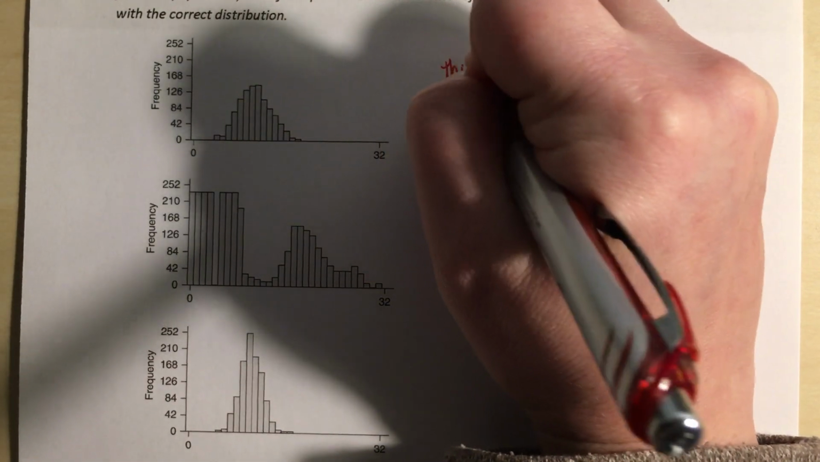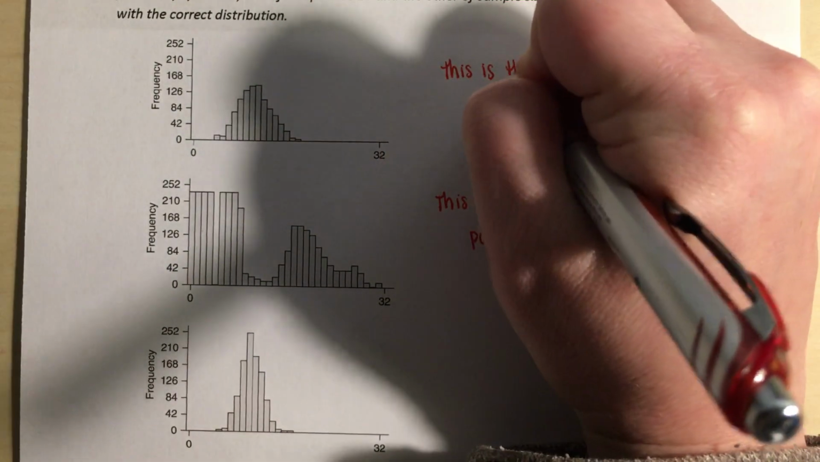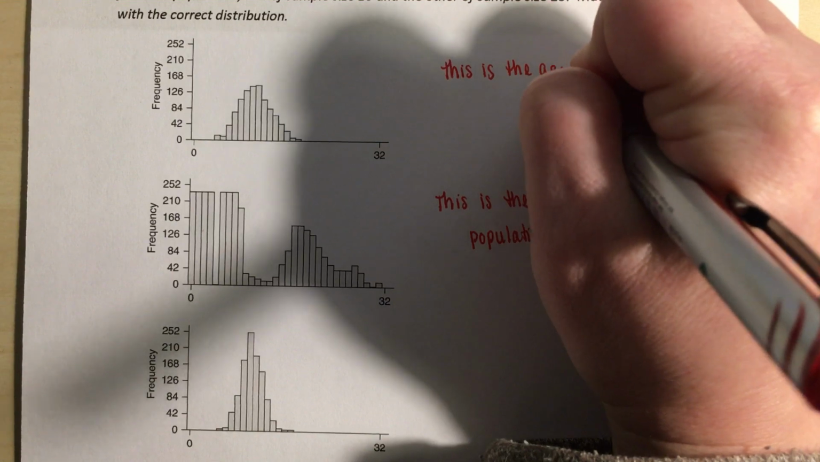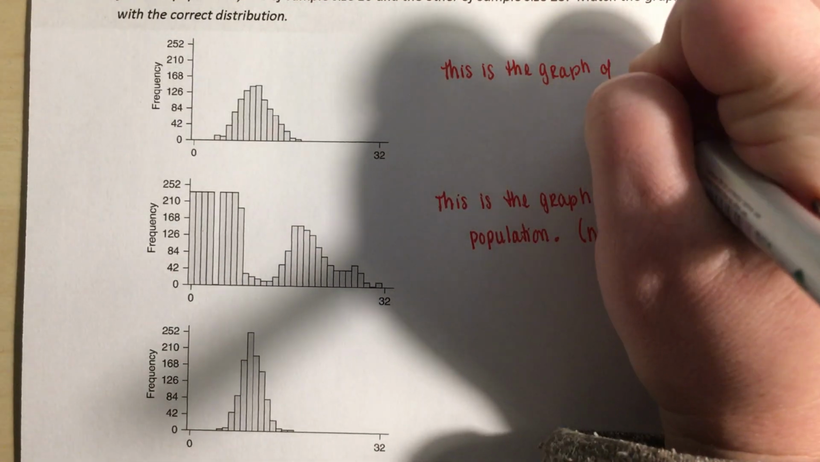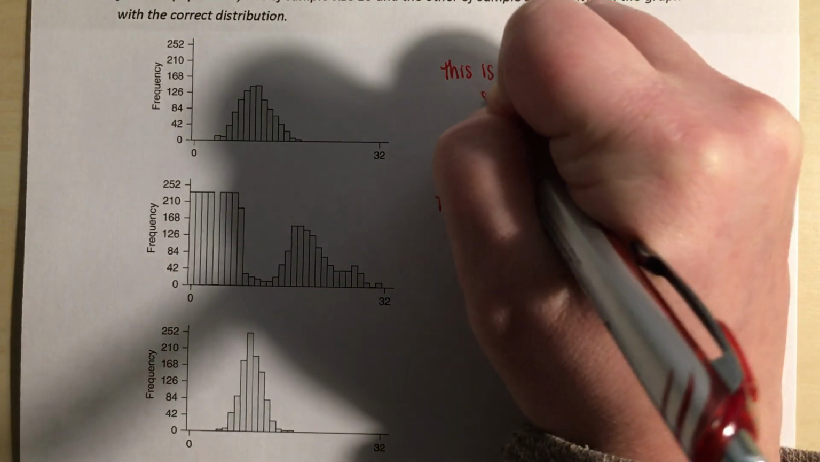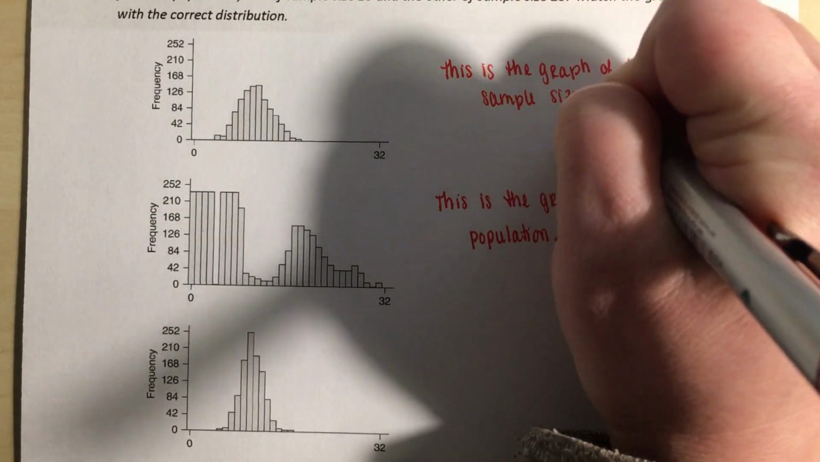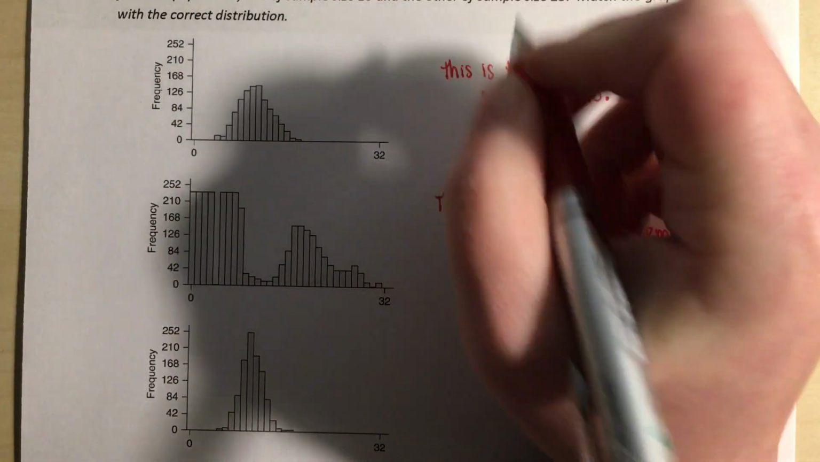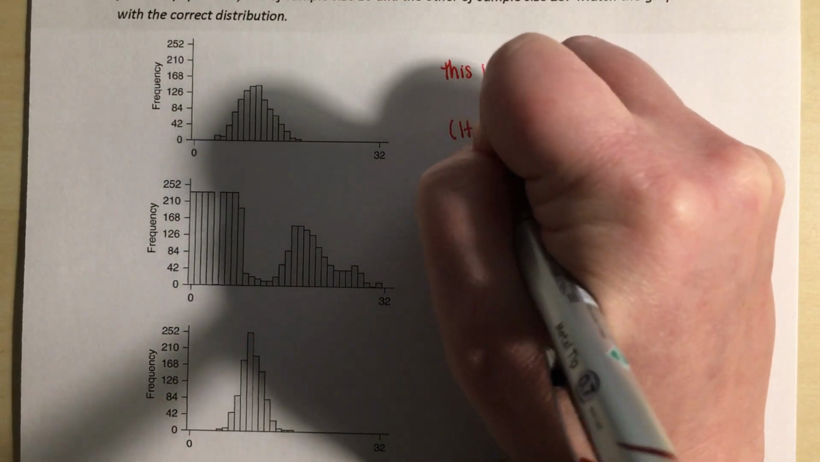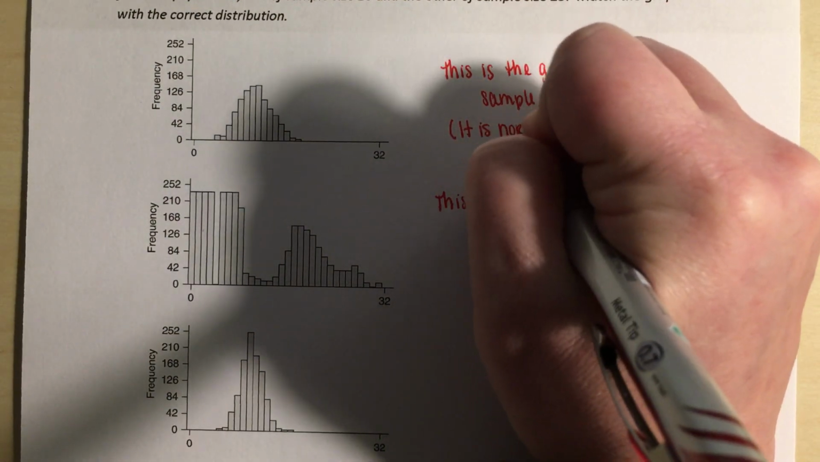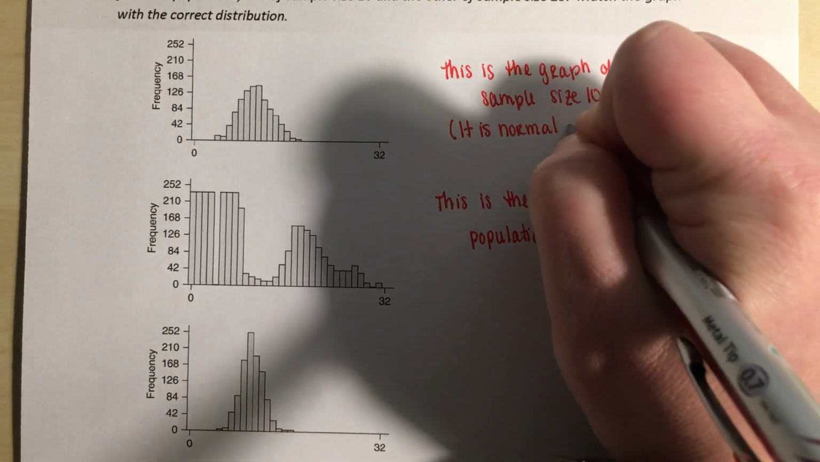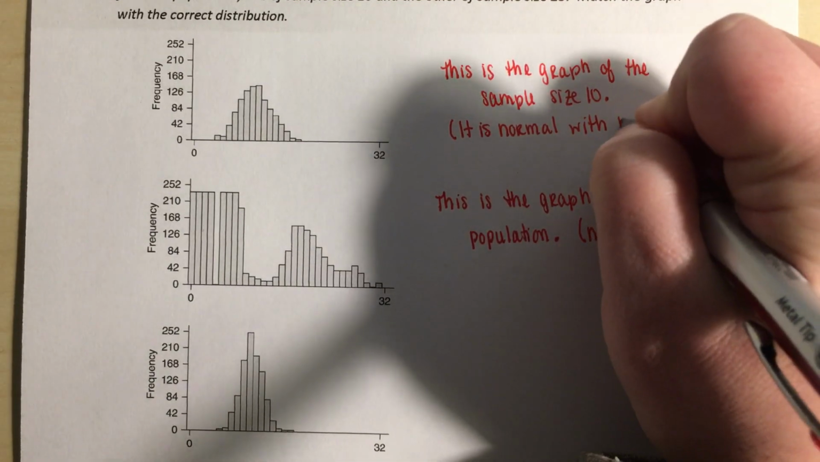So we will say this is the graph of the sample size 10. It is normal with more spread.